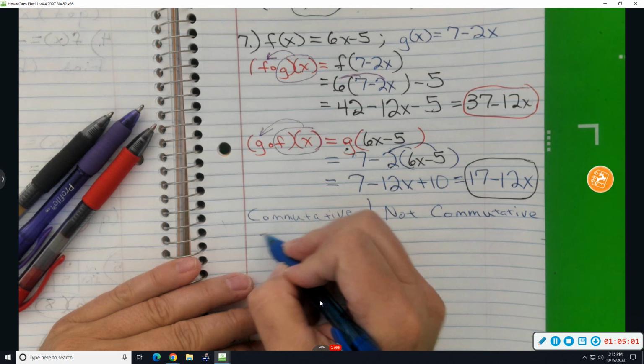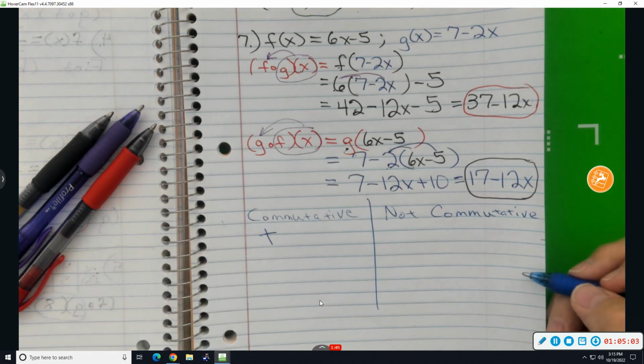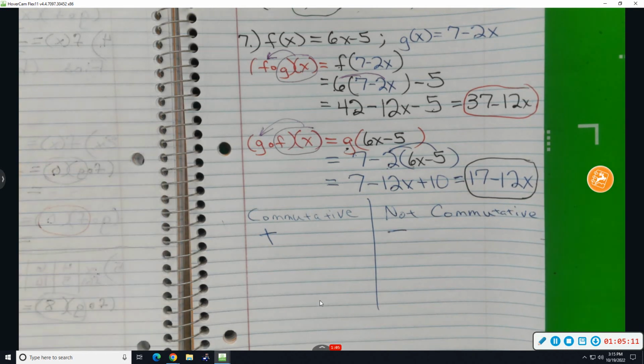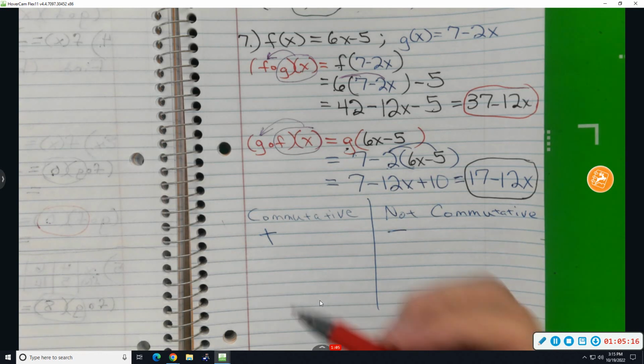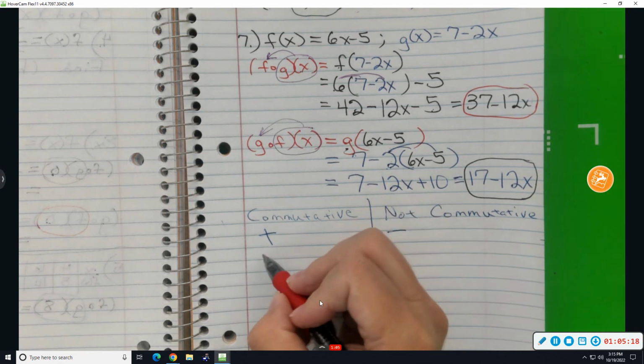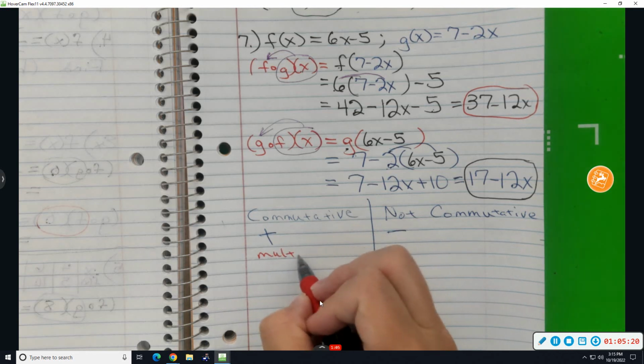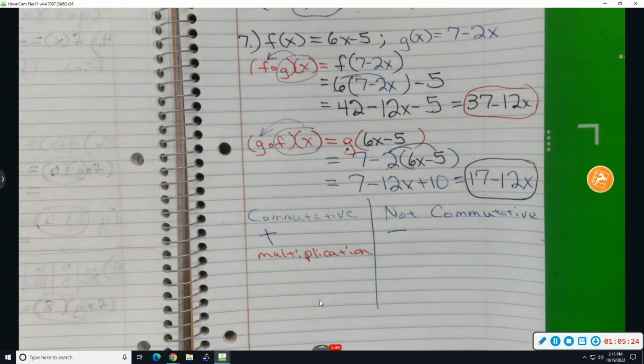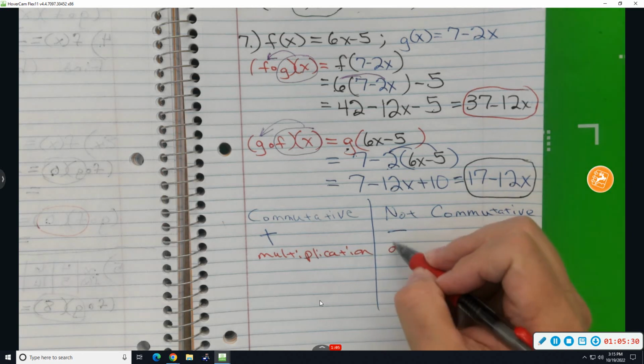Now set addition's commutative. A plus B is always equal to B plus A. And subtraction, I agree, I said that's not commutative. What about multiplication? A times B, it always equals B times A. So I'll just write out multiplication. That's commutative. What about division? No, A divided by B doesn't usually equal B divided by A.